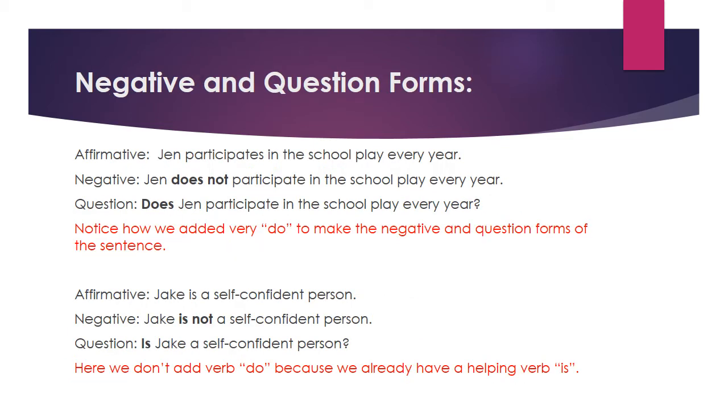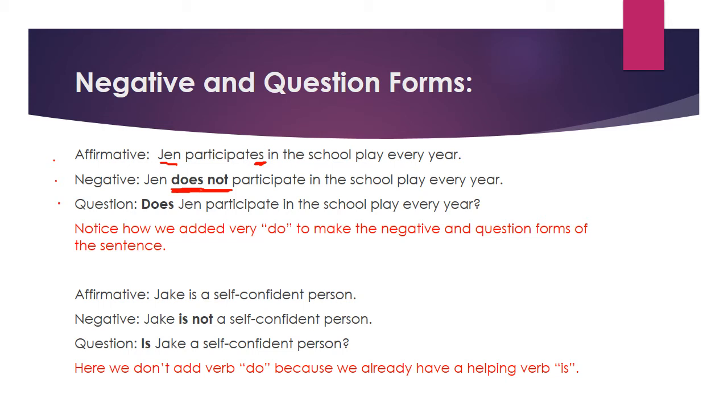Moving on, negative and question forms. Affirmative means a regular sentence. Jen, she, participates in the school play every year. She, it ends with an E, so we just add S. Negative form, Jen does not. This is how we make it negative. You add verb do with she. Jen does not participate in the school play every year.